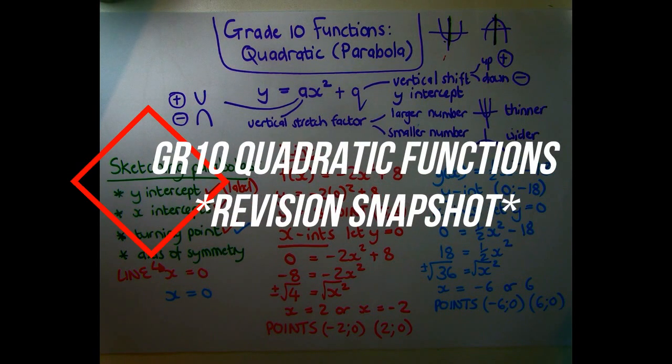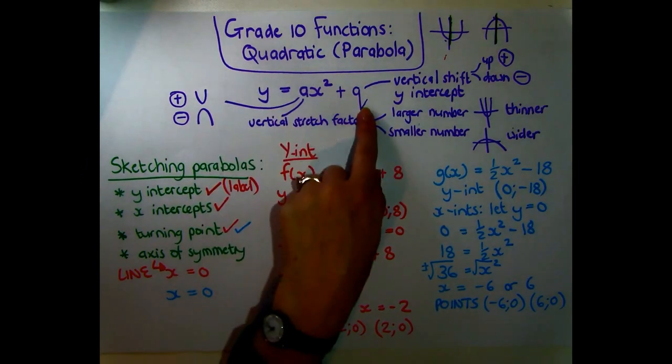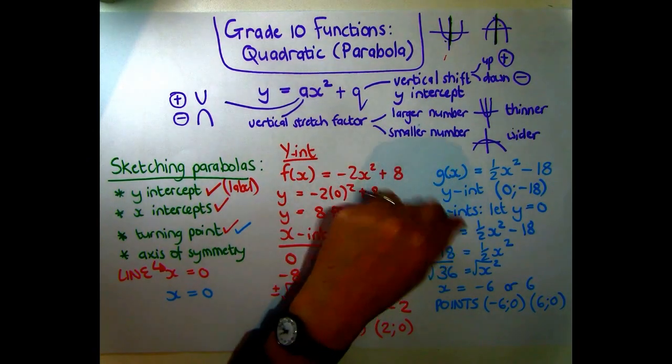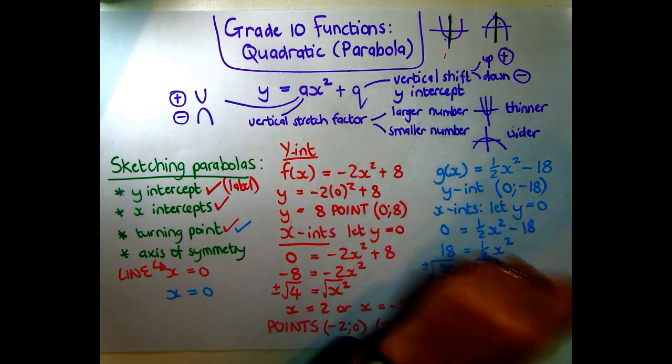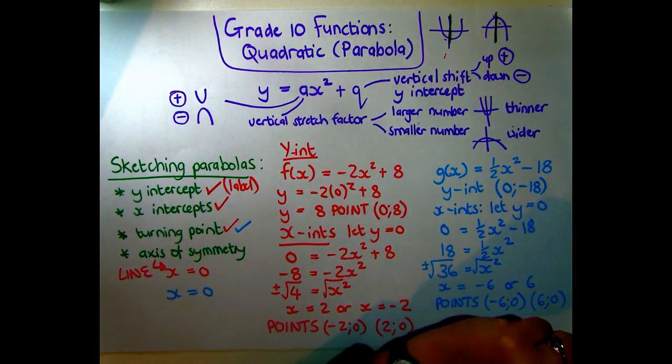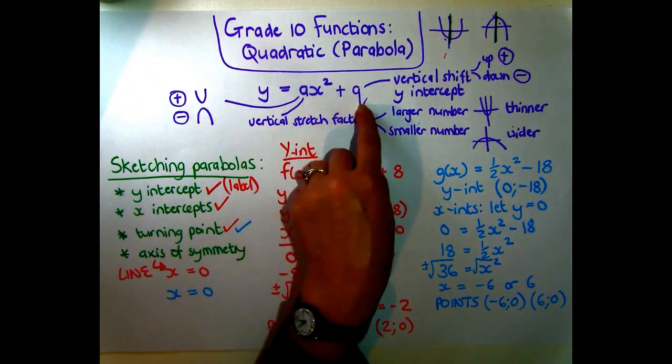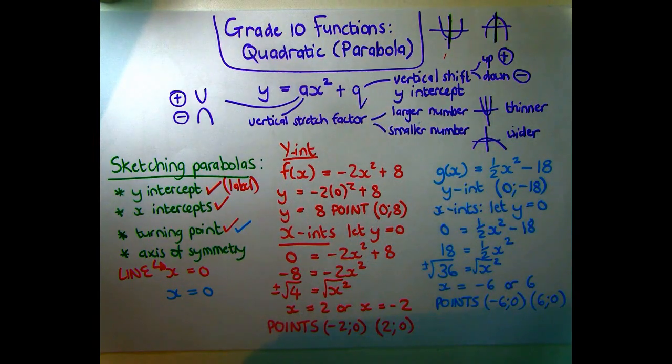Okay, a brief summary of the grade 10 quadratic functions. That's the formula that we use in grade 10. And the Q represents the vertical shift, the Y-intercept. It also gives you the axis of symmetry and the turning point. So it's really easy if you get this formula for a quadratic function.